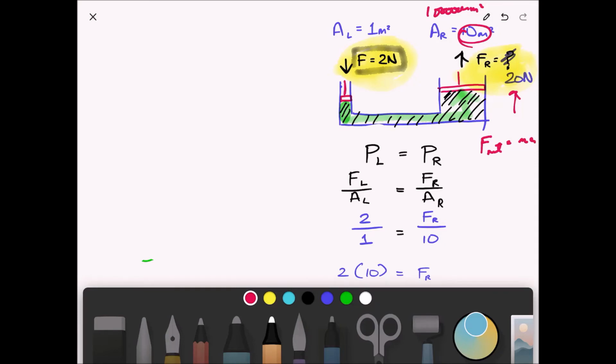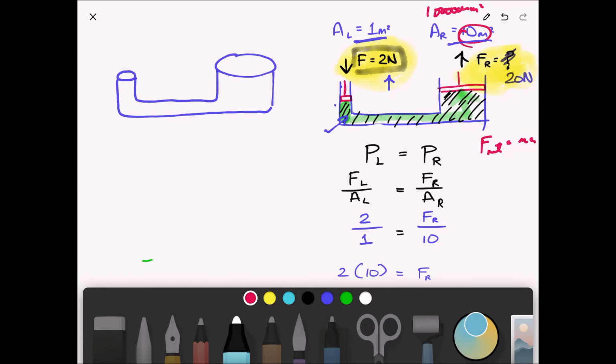Oh my god, does that work? Now there is a catch. I want you to focus on the diagram that I have drawn on the left hand side. This is like an isometric view of the liquid column that is inside this U-shaped cylinder.